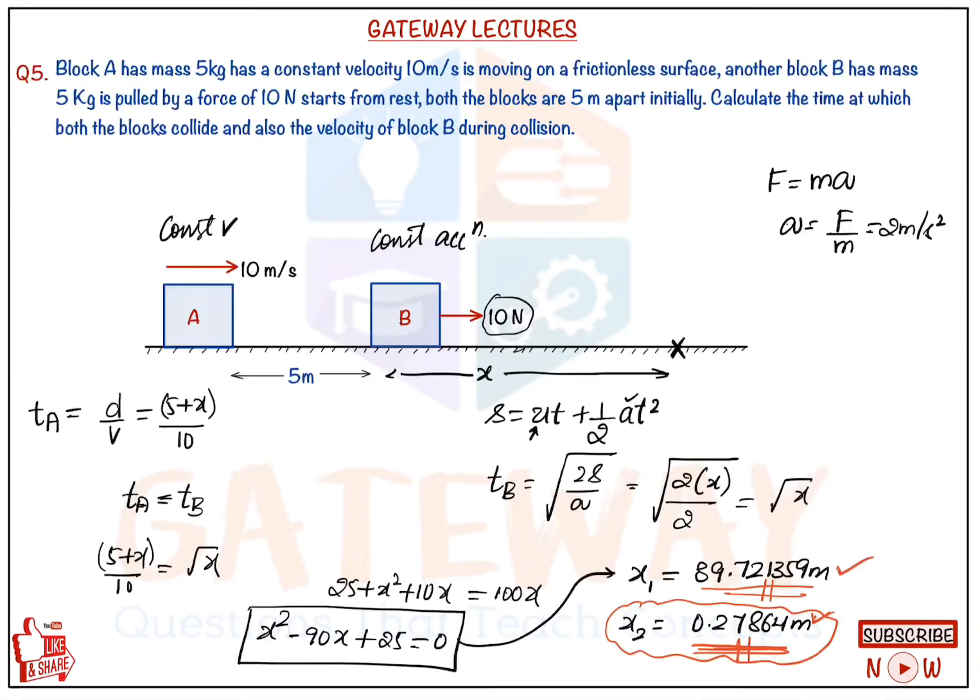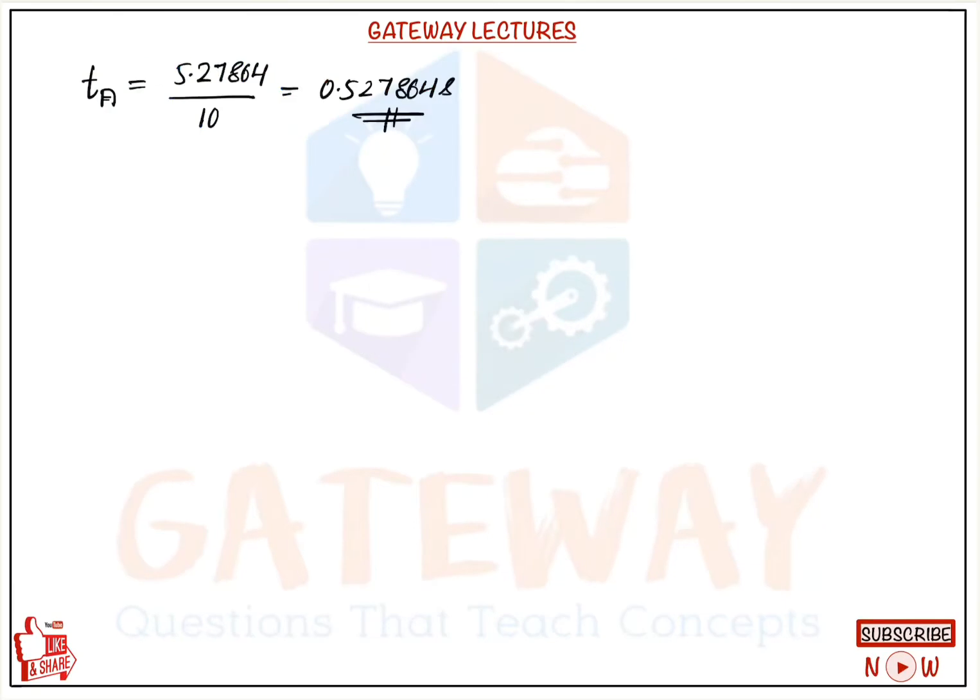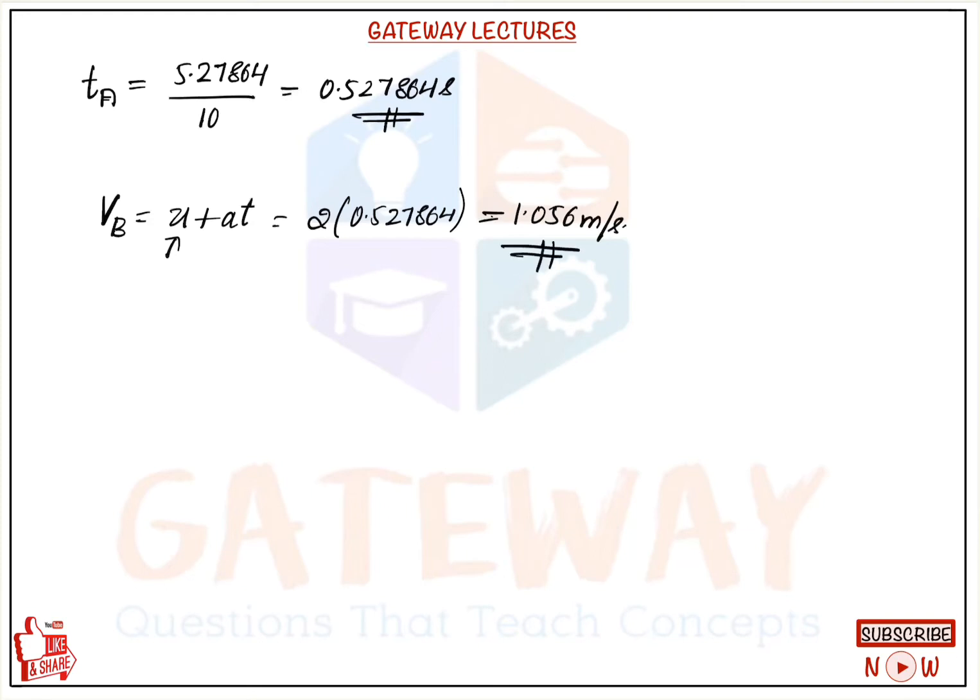The other part of the question is the velocity of block B during collision. We can write vB is equal to u plus at. u is 0, a is 2 meter per second squared, into 0.527864. So the velocity will be 1.056 meter per second. Just before collision, the velocity of block B will be 1.056 meter per second. It is a very little velocity compared to 10 meter per second. So at this fast pace, block A will come and hit block B, because B is moving at a very slow speed compared to 10 meter per second. So collision happens.